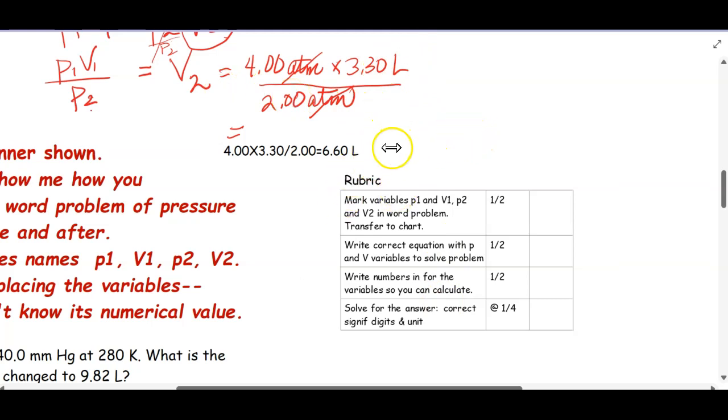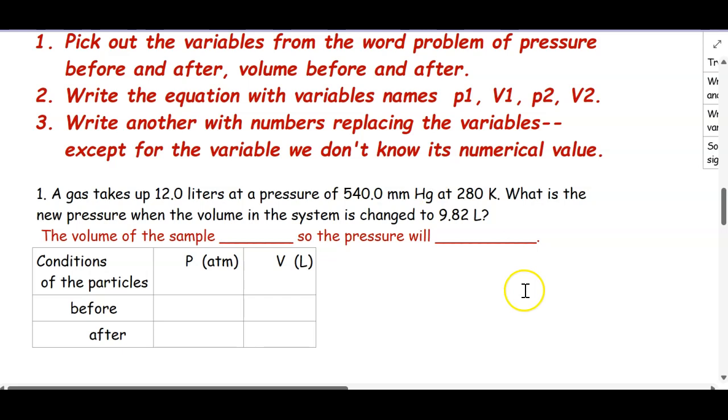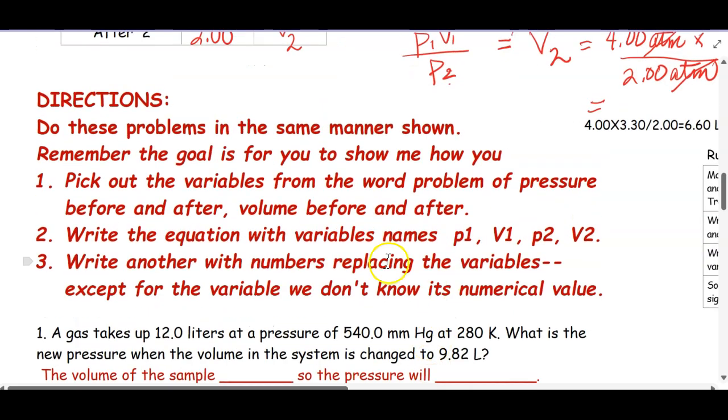Now, for anybody who thinks this is easy, it's only easy because you probably like math. For the rest of you, you just have to be persistent in doing all of these little steps. All right, then it becomes easy. But you have to be meticulous. All right. We're going to be doing math throughout the entire year, so it's worth it learning how to do this. All right, so do these problems in the same manner.